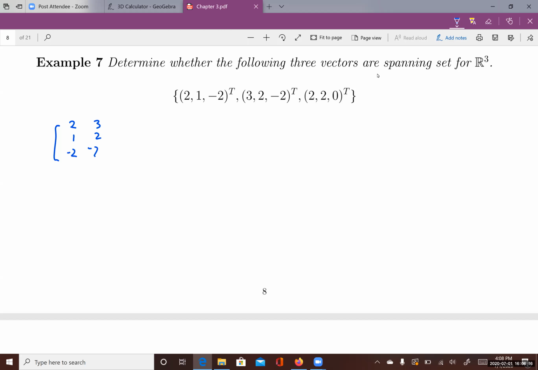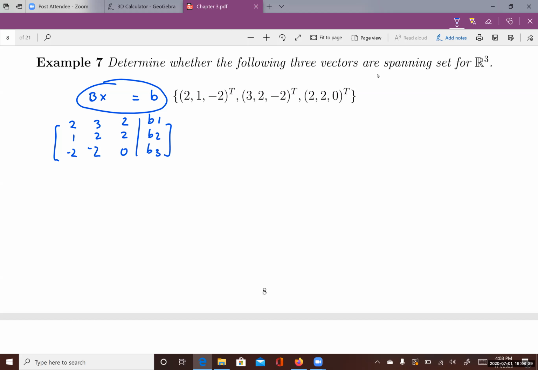3, 2, negative 2, 2, 2, 0. Augmented with a generic vector, right? Vector V. So again, you want to form, let's say this matrix is the matrix B, Bx equals b. Okay, the system that we're looking at.